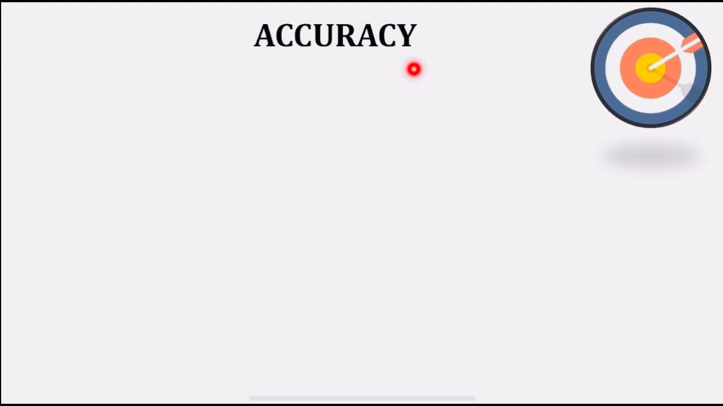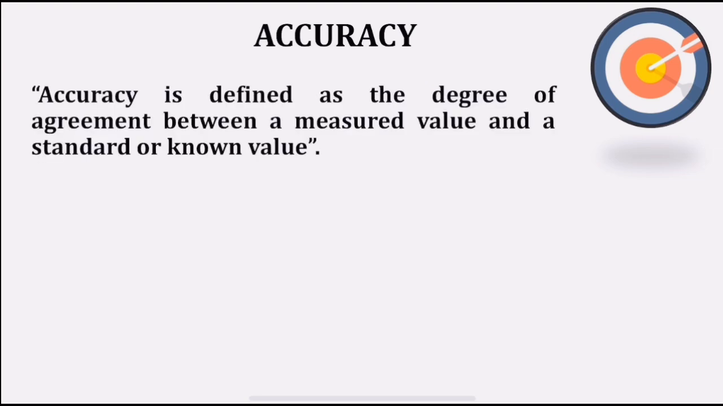So first important term related to this lecture is accuracy. Accuracy is defined as the degree of agreement between a measured value and a standard or known value. It generally refers to how close a measured value is to the true or known value. It is a measure of correctness.